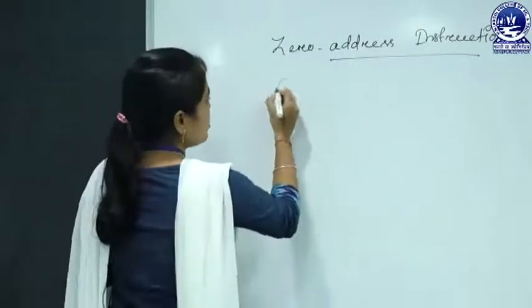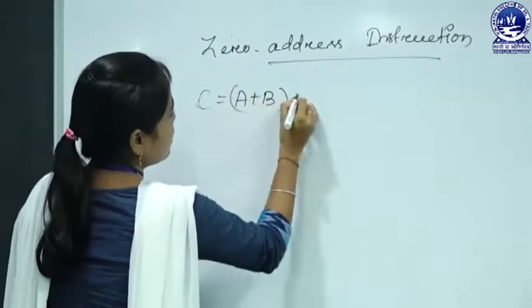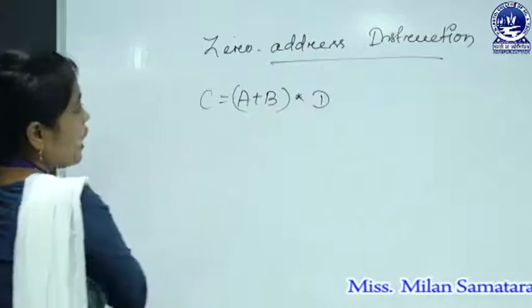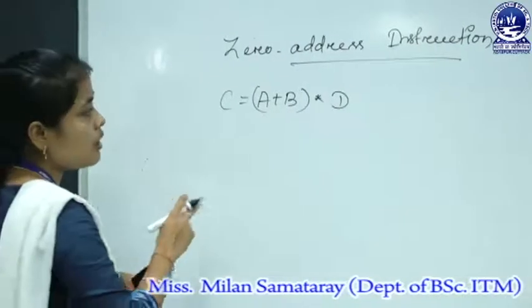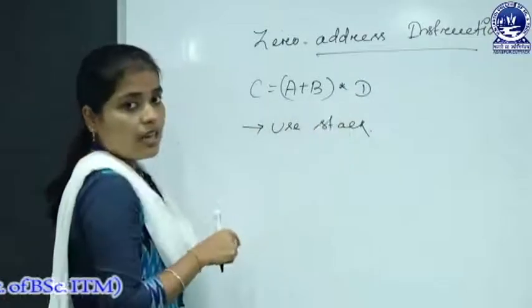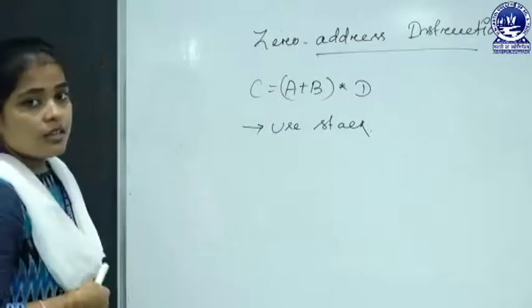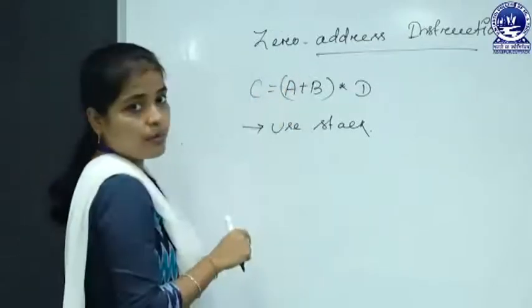Let the instruction be C equals A plus B into D. How will we write it by using 0 address instruction? We are going to execute this instruction, and for this instruction execution we write all the steps by using 0 address formats.